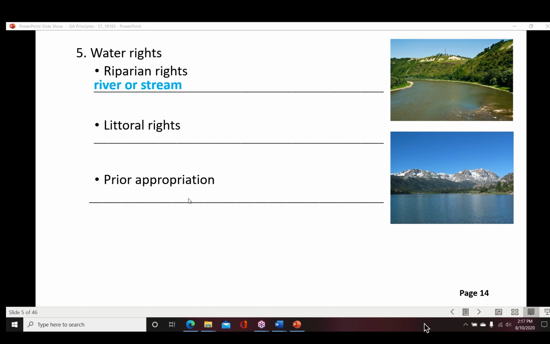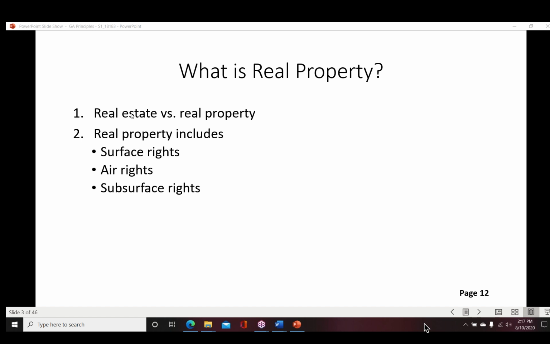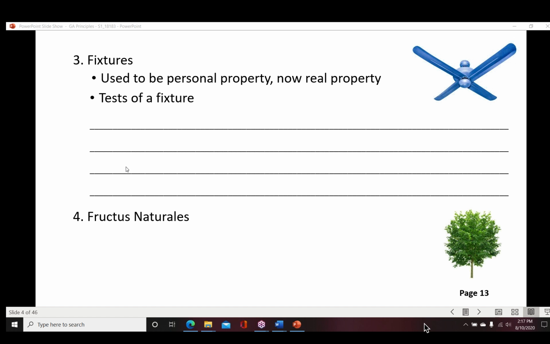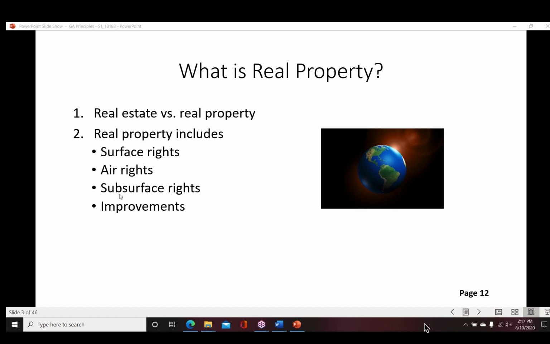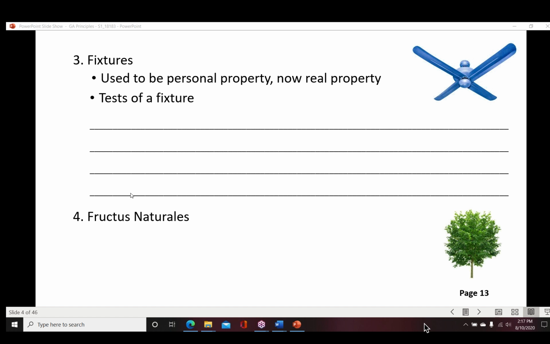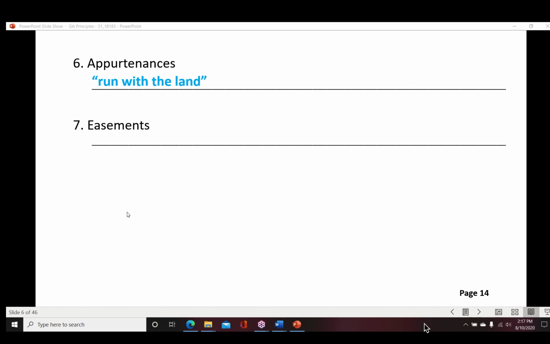So I'll do a quick review for you if you'd like. What we've done so far: we've discussed real estate and real property, which are a little bit different, but real property also includes the rights. It's not just the land and it's not just the improvements and rights. It's both. It's all of it, real property. And then we discussed these types of improvements and rights are also known as appurtenances. The rights, the surface, subsurface, and air, land, these two down at the bottom are appurtenances. Then we discussed the different types of appurtenances: fixtures, fructus naturalis, water rights, and easements.